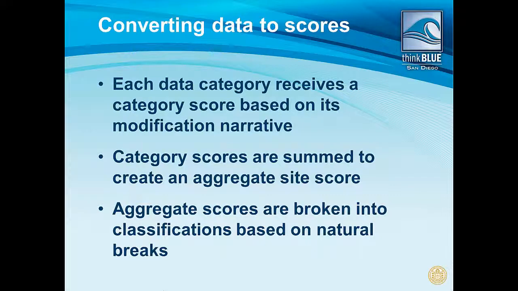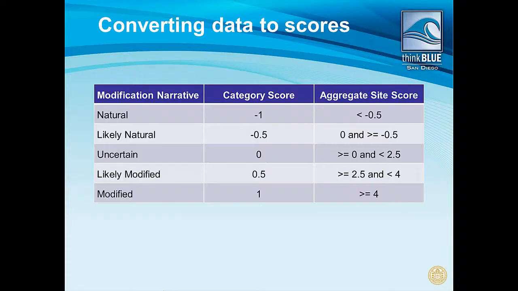So what do we do with all that? Well, with this second approach, we basically categorized each piece of data for each metric. They got a score based on its modification, its narrative that we had across the top, and then those scores are summed to create an aggregate site score, and then we broke out those scores as far as how they should be classified according to whether they are natural, likely natural, modified, or likely modified, and so on.